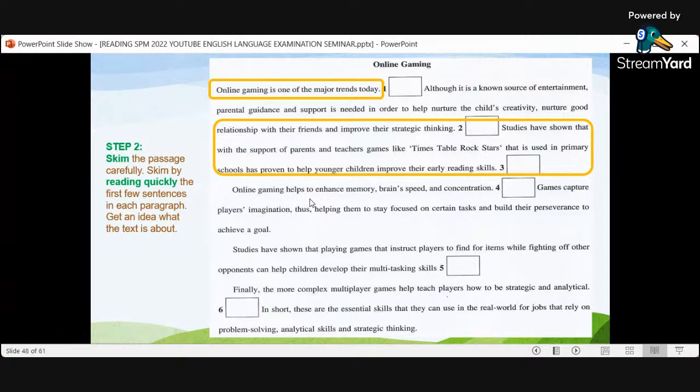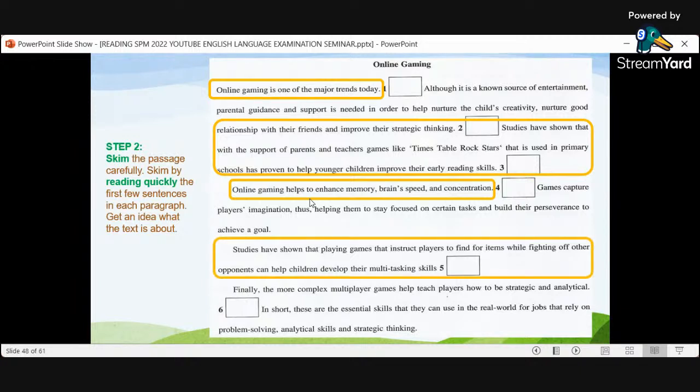So online gaming and talking about reading skills, okay? Online gaming helps to enhance memory, brain speed and concentration. Studies have shown that playing games that instruct players to look for items while fighting off other opponents can help children develop their multitasking skills. Finally, the more complex multiplayer games help teach players how to be strategic and analytical.